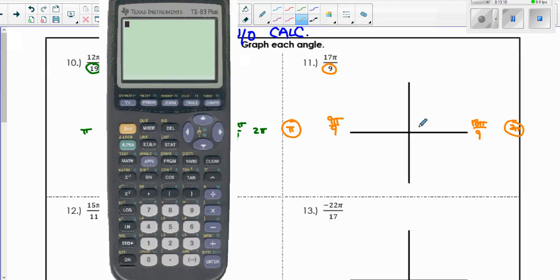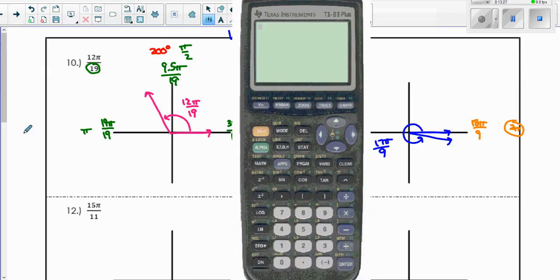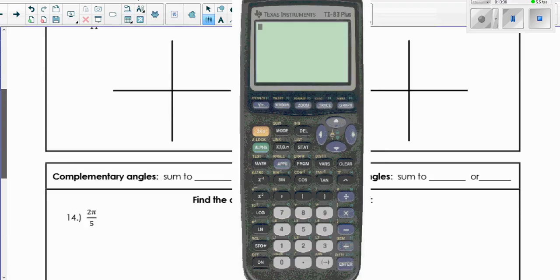And I can see that 17 pi is really close to 18. So I can say that this is my initial side, and this is my terminal side, and I'm going all the way around. And that is 17 pi over 9, and make sure you write that in. Let's try another one. We have 2 more.